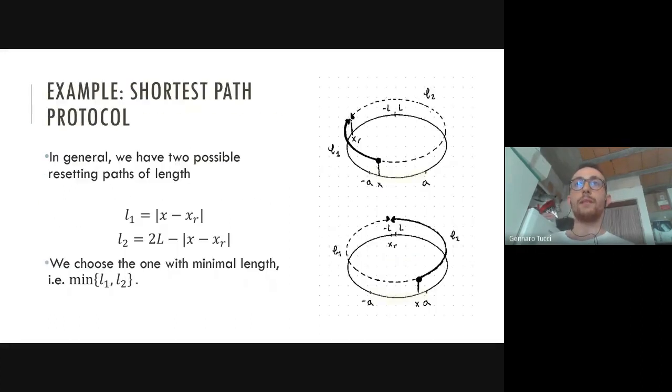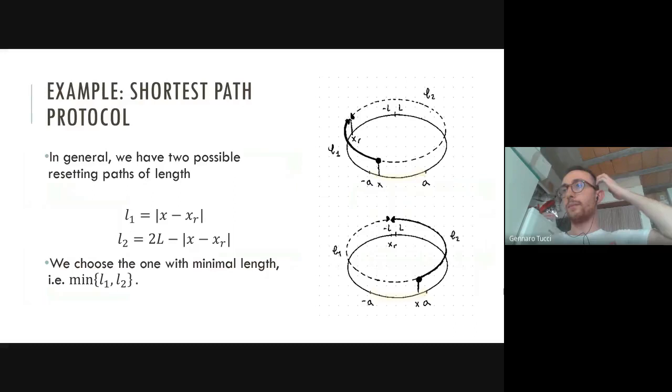Here I present an example of a resetting protocol. This is the shortest path protocol, which means that, for example in the first picture on the top, a particle resetting at the point x can reach the point x_r in two possible paths. The first one has length x minus x_r, while the other is just complementary. The protocol induces the particle to reach x_r with the shortest path. So in the first picture on the top, the particle moves clockwise, and in the second picture, we have counterclockwise movement of the particle.